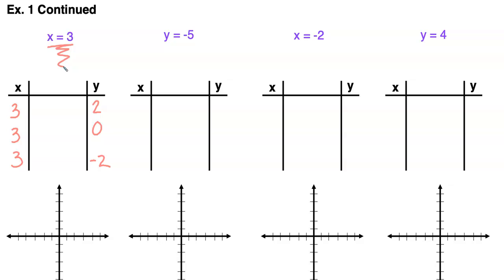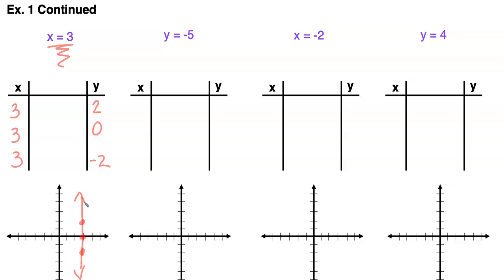So if I go here and graph my first ordered pair at 3, 2, sit there, 3, 0 would be about right here, and then 3, -2. And that's exactly what I need to create, is a vertical line that cuts through the x-axis at 3.